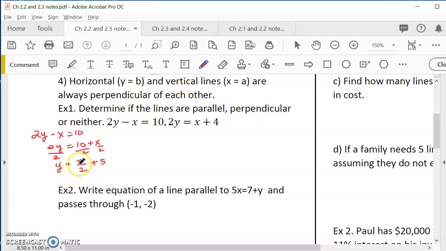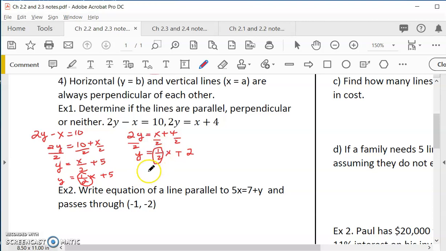So what's the slope? x over 2 actually means 1/2 of x, right? Plus 5. x over 2 means x times 1 over 2. That means 1/2 times x. So the slope is 1/2. What about the other one? 2y equal to x plus 4. It's almost done. I just need to divide by 2 on all of them. So I will have y equal to, again, x over 2 is 1/2 x, plus 2. 4 over 2 is 2. So my slope is also 1/2.